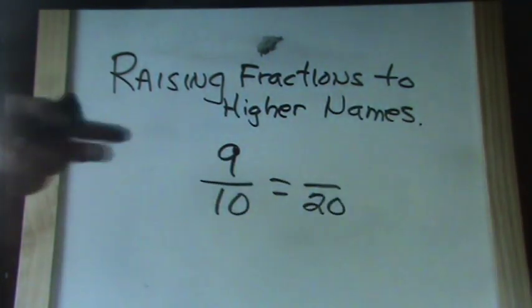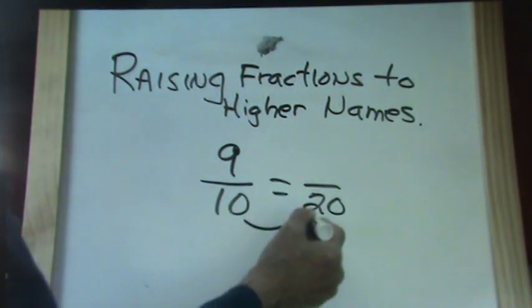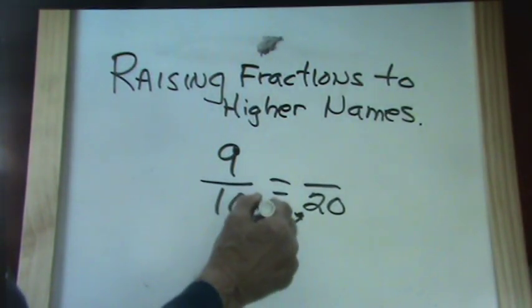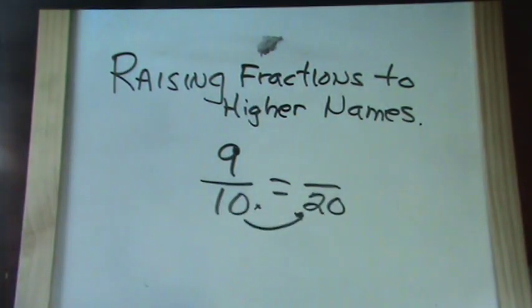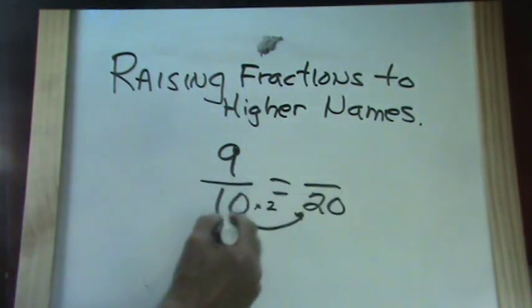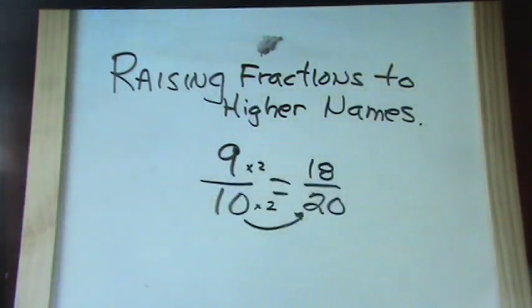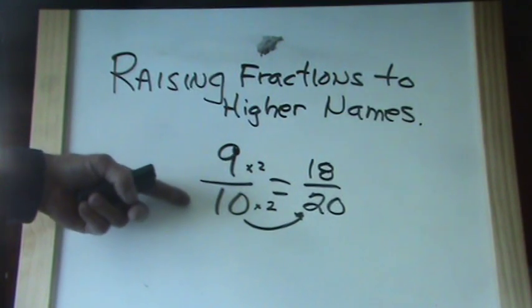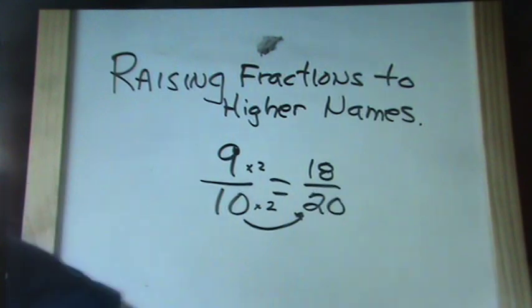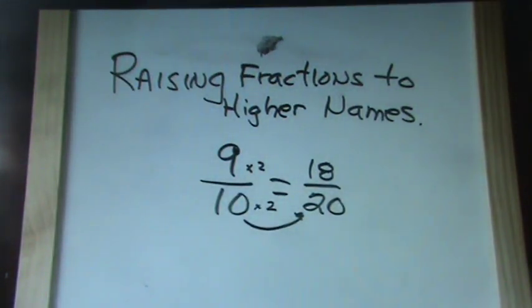Okay, we have 9/10. And I want to change it into a fraction that has a denominator that's 20. Well, 10 times what number gives me 20? 10 times 2. So if I multiply 10 times 2, I get 20. Then I have to multiply 9 times 2. And that gives me 18. So 9/10, when I change it to its higher name with 20 as a denominator, is 18 20ths. Take a look at another one.